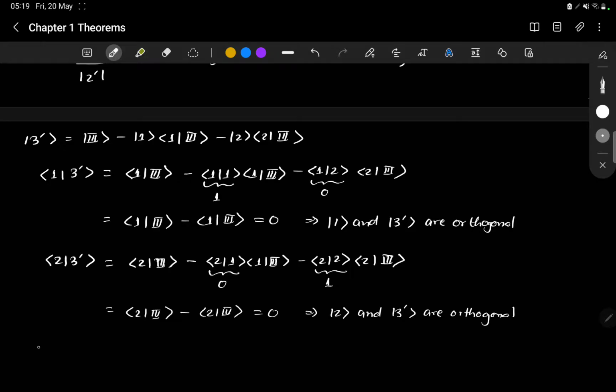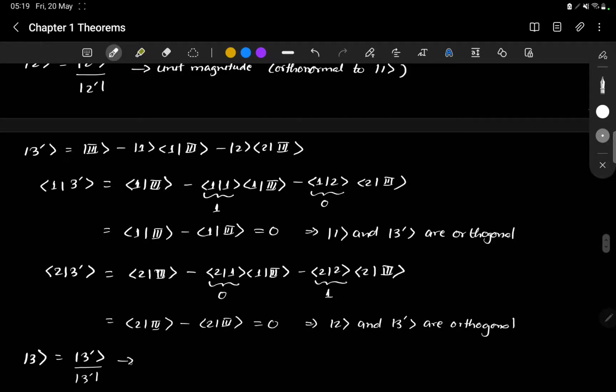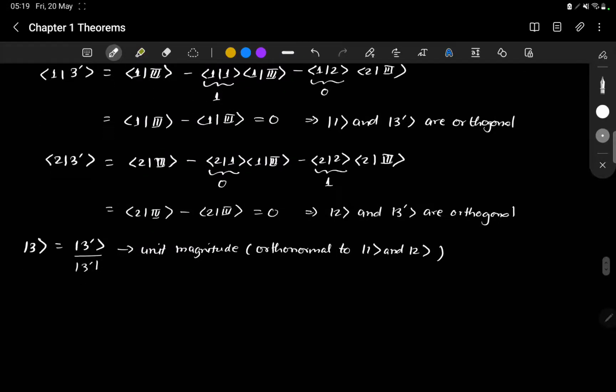Now to get a unit magnitude vector, we simply scale it. So we'll get the third vector by scaling 3 prime with its norm. So this gives us unit magnitude. And it is orthonormal to both 1 and 2. Now we will continue this process.